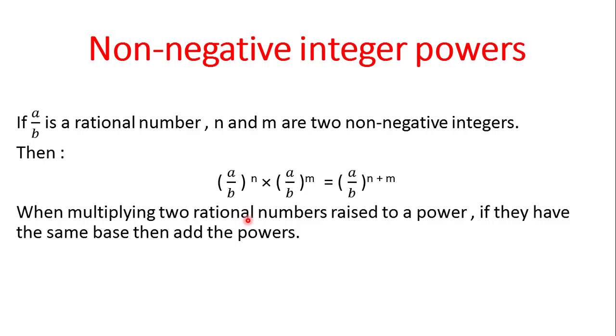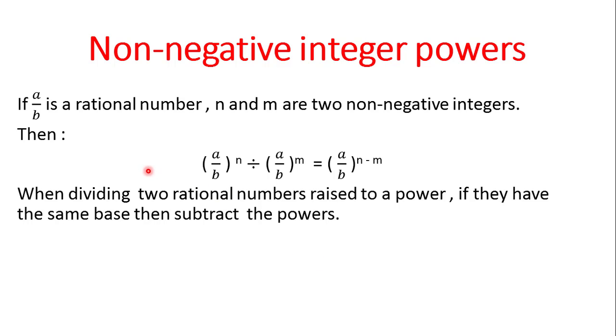So when multiplying two rational numbers raised to a power, if they have the same base, like here a over b and here also a over b, then I write the same base and add the powers. For example, 3 over 7 to the power 2 times 3 over 7 to the power 3. Here we have the same base, 3 over 7. So I write the same base 3 over 7, then add the powers 2 plus 3, which is 5. So the result is 3 over 7 to the power 5. You can calculate the final result using your calculator.